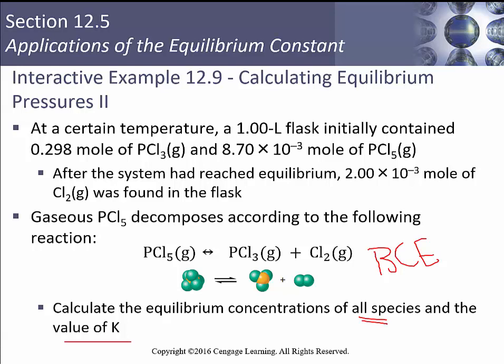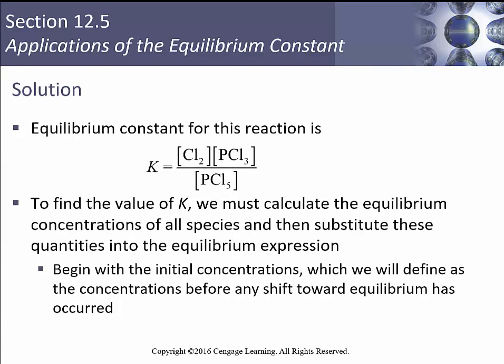All right, a little bit more work involved, but still not bad. We're always going to start out the same way with our products over reactants. To find the value of K, we have to calculate the equilibrium concentration of all the species and then substitute those back into the equilibrium expression. By beginning with the initial concentrations, which we'll define as the concentrations before any shift towards equilibrium has occurred, we're going to then look and see how they change.